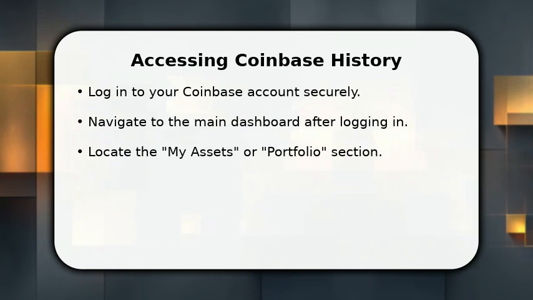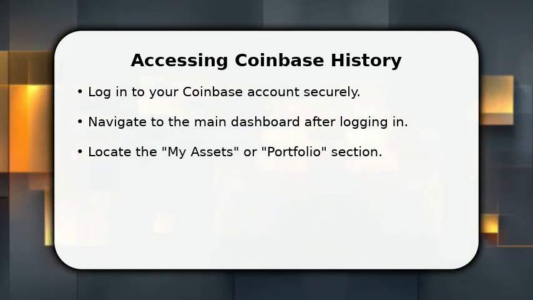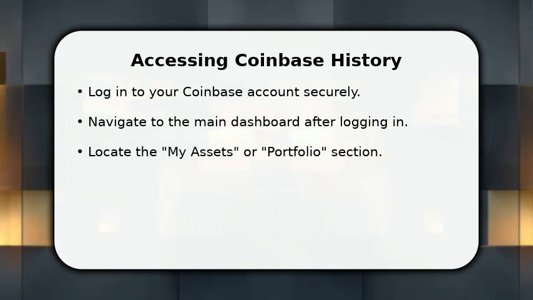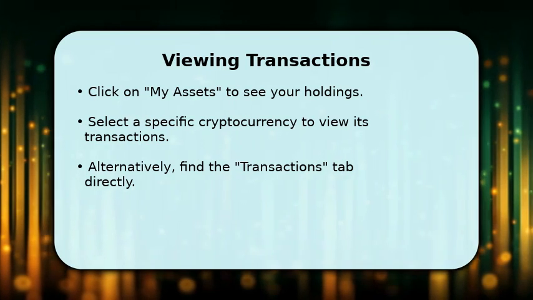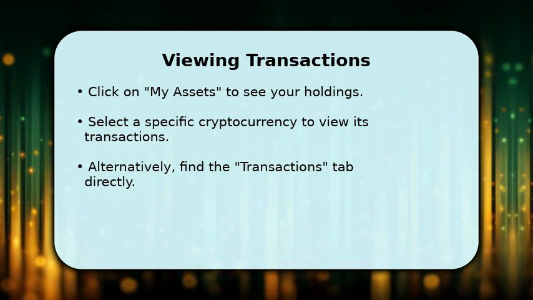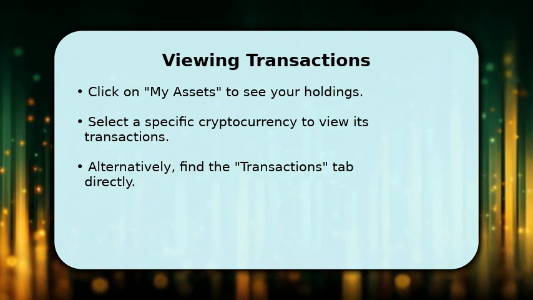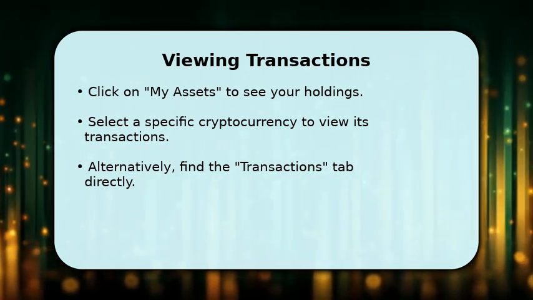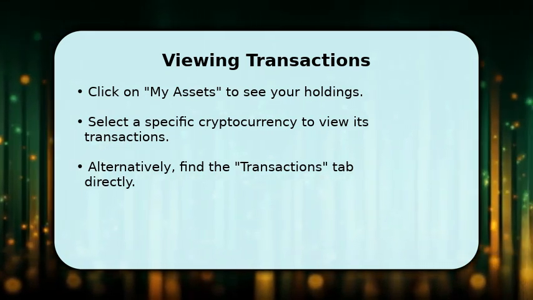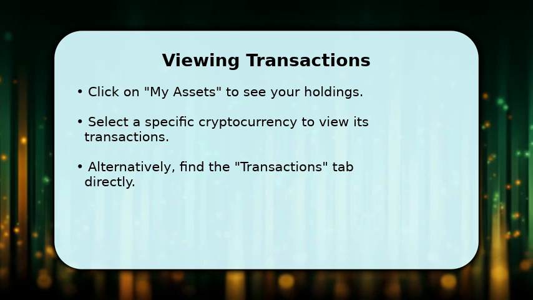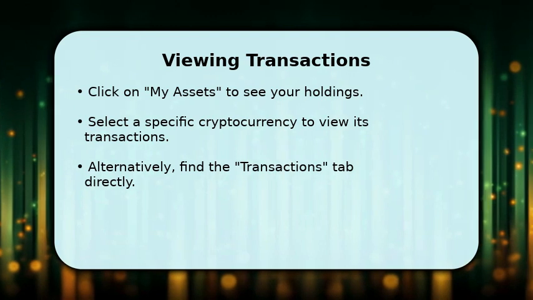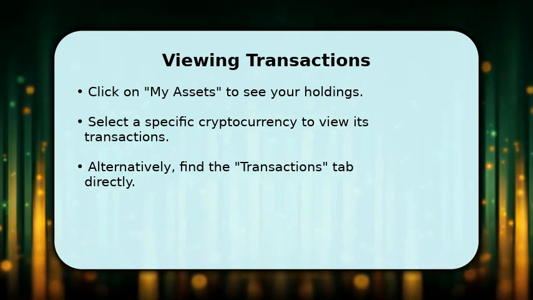Once logged in, you will land on your main dashboard, ready to explore your account details and manage your crypto. From your dashboard, look for the My Assets or Portfolio section. Clicking this will display all your cryptocurrency holdings. You can then select a specific asset, like Bitcoin or Ethereum, to see its individual transaction history. Some users might also find a Direct Transactions tab on the main navigation bar for a comprehensive view.